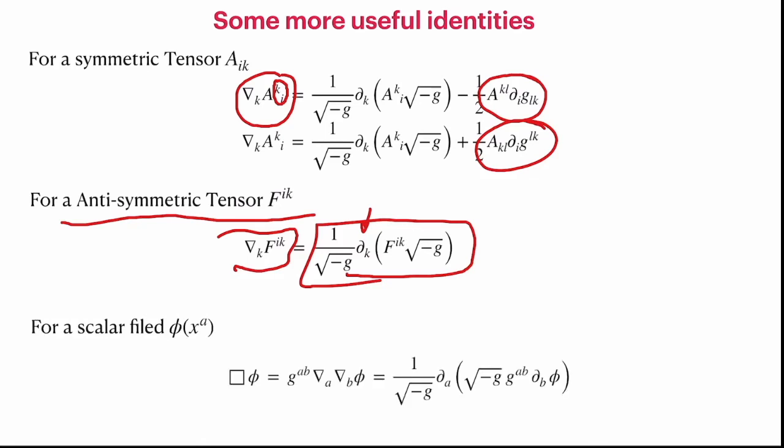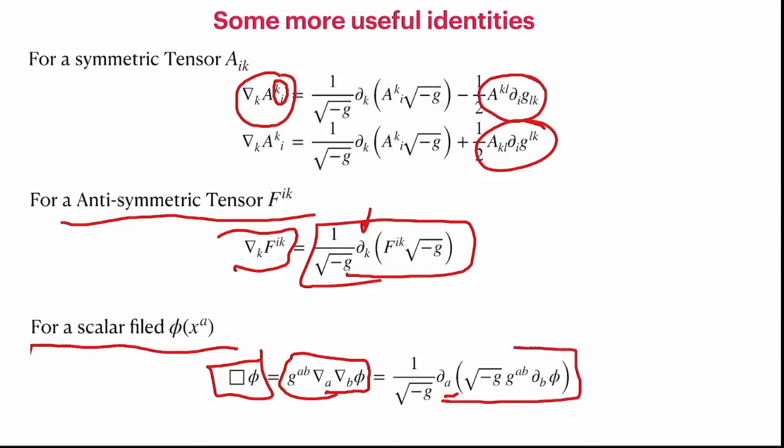And then the last identity is about the box operator acting on a scalar. The box operator is two covariant differentiations and contracting with respect to the indices A and B, and that is what we call the wave operator. So that in terms of partial differentials can be written in terms of this identity. It's also very useful if you can't remember the Laplacian in any generalized coordinates, you could use it.